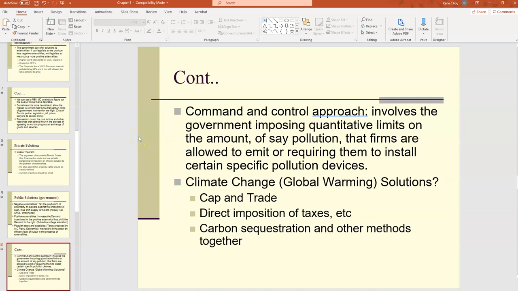Another solution to externalities is what we call the command and control approach. In the command and control approach, the government basically comes in and takes over the production or the quantitative limits on that production of that particular product. So a really good example of things like this are pollution devices that are installed in cars, plus all the different little regulations that we have on vehicles today.